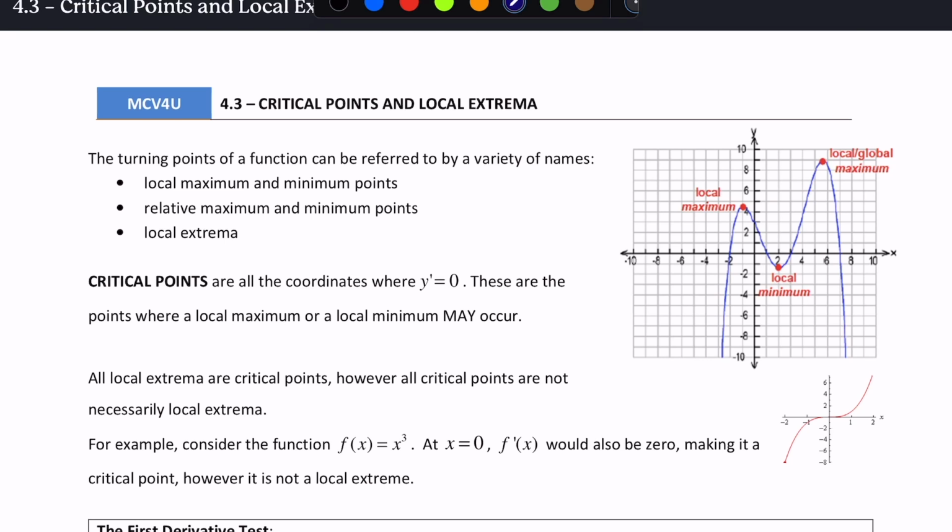Today we'll be talking about critical points and local extrema. The turning points of a function can be referred to by a variety of names: local maximum and minimum points, relative maximum and minimum points, and local extrema. Critical points are all the coordinates where y prime, or the derivative, is equal to 0. These are the points where a local maximum or local minimum may occur.